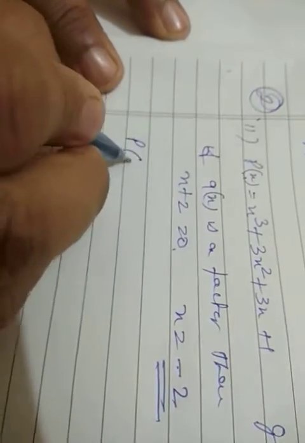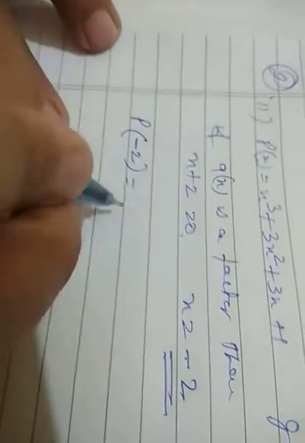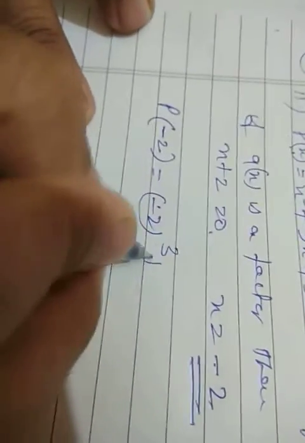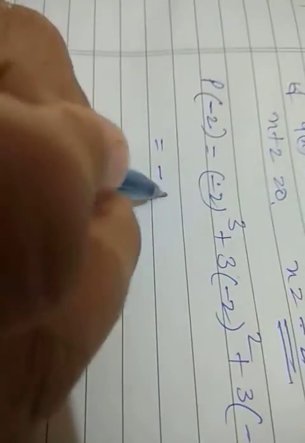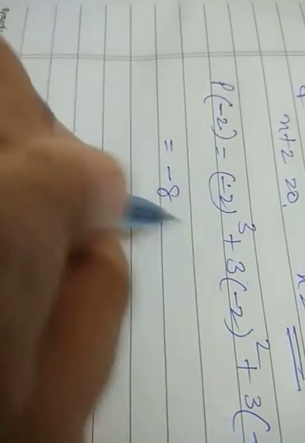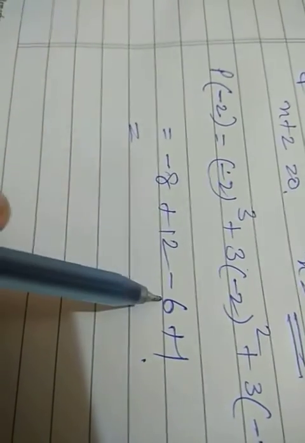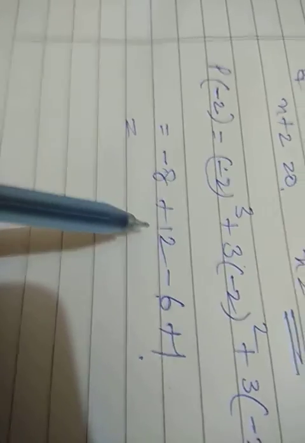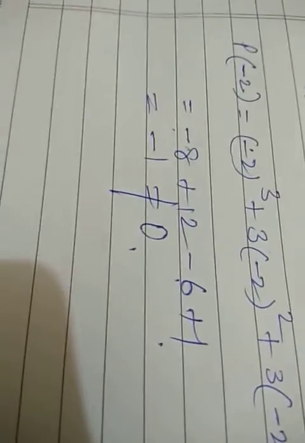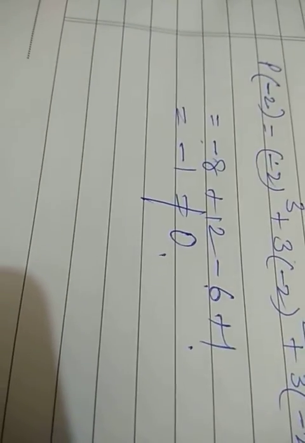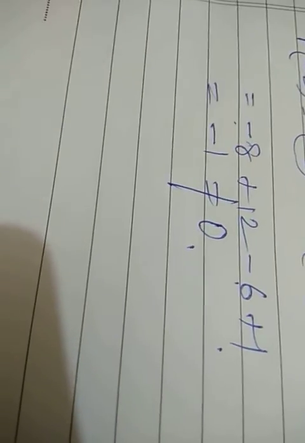Now substituting x equal to minus 2 in the given polynomial: minus 2 cube plus 3 into minus 2 square plus 3 into minus 2 plus 1. Obviously this is equal to minus 8 plus 12 minus 6 plus 1. So it is minus 8 and minus 6 is minus 14, minus 14 plus 12 is minus 2, plus 1 is minus 1. So this is not equal to 0. Hence this is not a factor of this. Okay, we'll proceed with other questions in our next class.